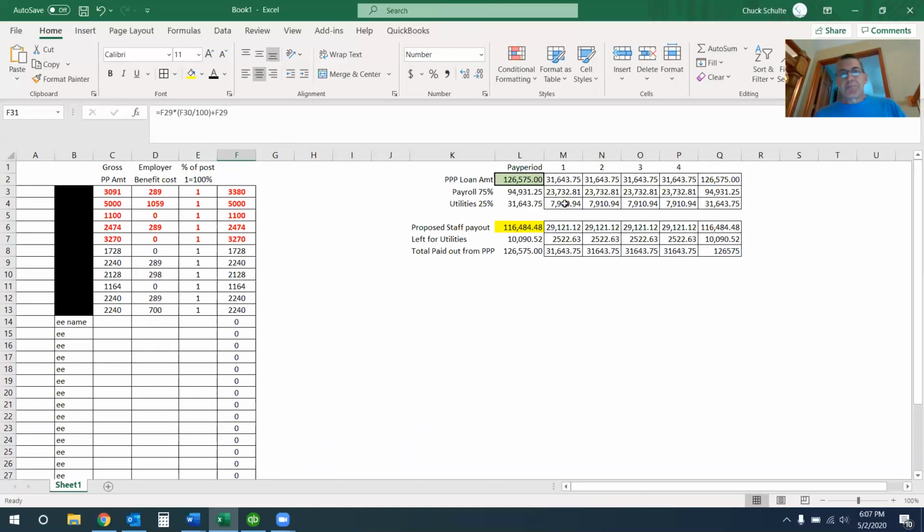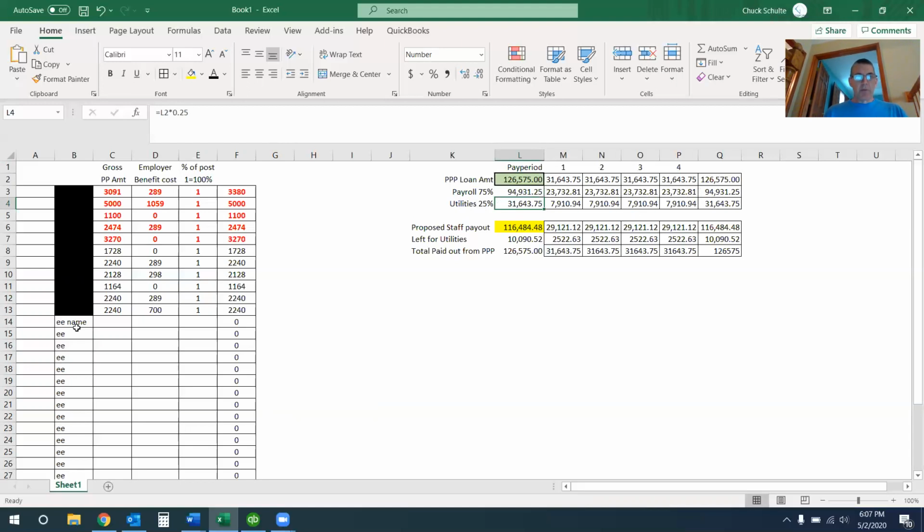You go up here. Here is where you put in the amount that you are going to receive for your PPP loan. What that does is it breaks it out into 4 equal pay periods over that 8-week course of time. And then it identifies the 75% that you can put towards payroll, and 25% that you can put towards utilities. More of it may go towards payroll and less towards utilities, but that's just the maximum amount you can spend for utilities. So that tells you what you've got left for payroll.